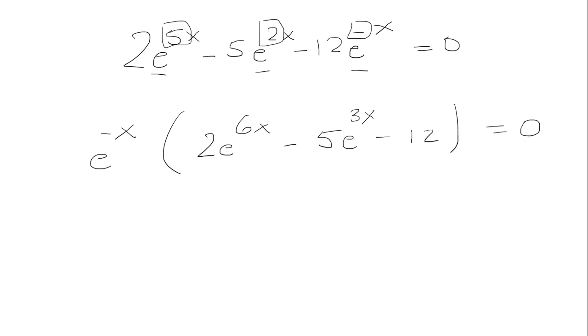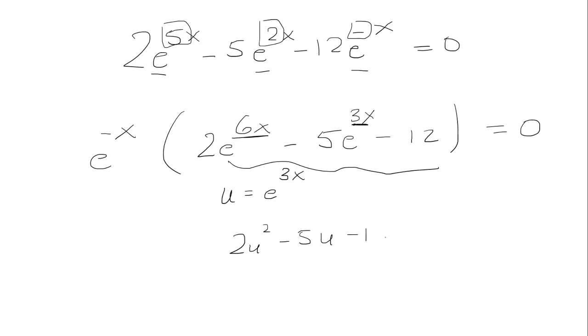At this step, we see that the exponent here is twice the exponent of that. In this case, this is a quadratic in disguise. So we can let u equal e to the 3x. So what's in parentheses now becomes 2u squared minus 5u minus 12.